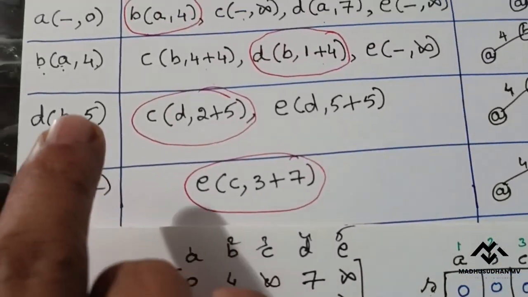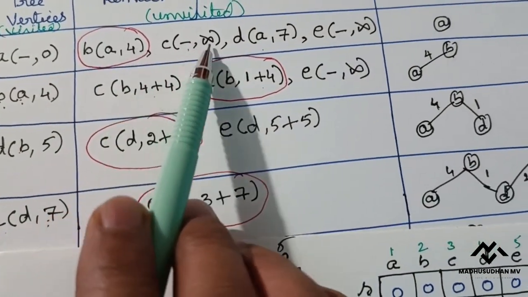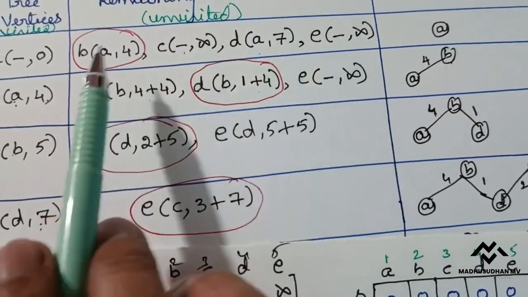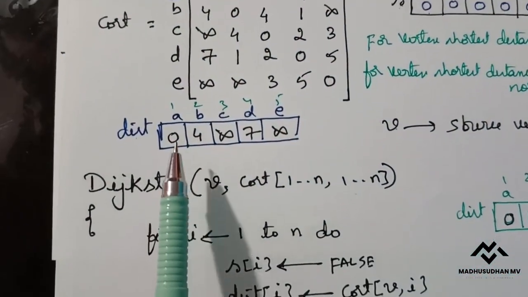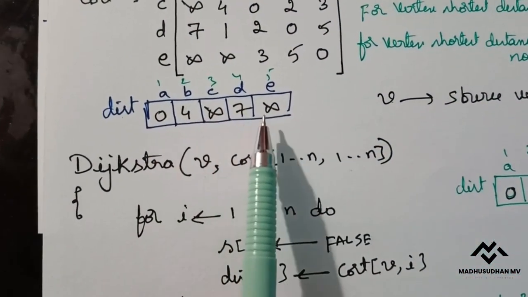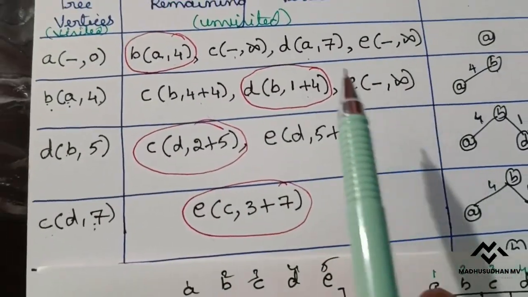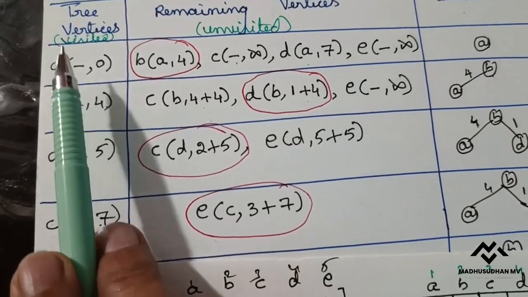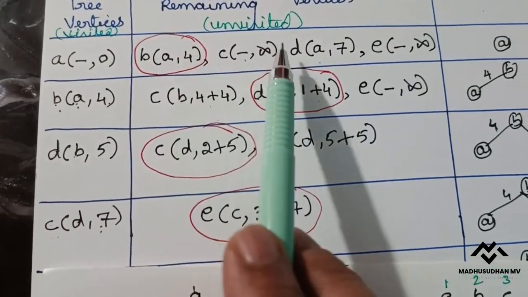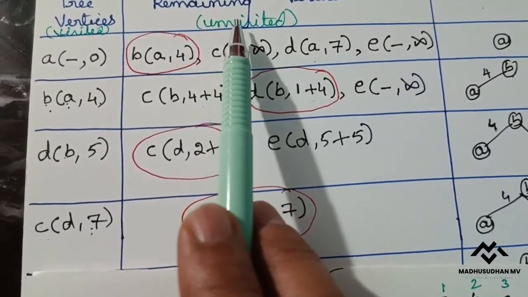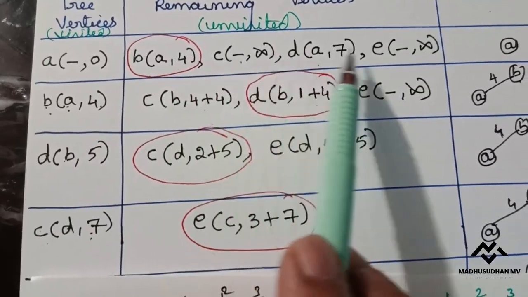Now you observe here: 0, 4, infinity, 7, infinity. Same thing we got. Now what did we do next? Next, in the problem, from vertex A, that is from visited to unvisited, which is shortest. Among 4, infinity, 7, infinity, among the unvisited, which is the minimum, that I selected. 4 is minimum. I selected that.